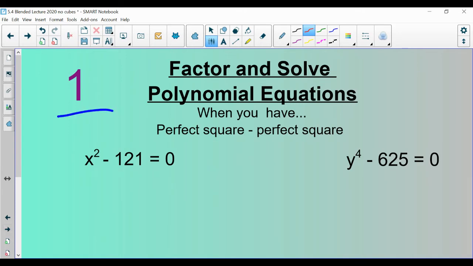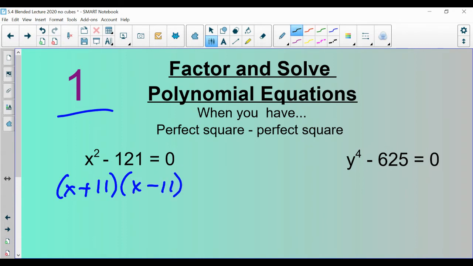The first situation that we're going to talk about today is when you have a perfect square subtract a perfect square. Now, we've already factored x squared minus 121. I've never really shown you guys the shortcut for it, but you guys have factored this. What you've done in the past is you've said, okay, what multiplies to negative 121 that adds to the middle term, which is 0? Well, that would be positive 11 and negative 11. So it would factor like x plus 11 and x minus 11.